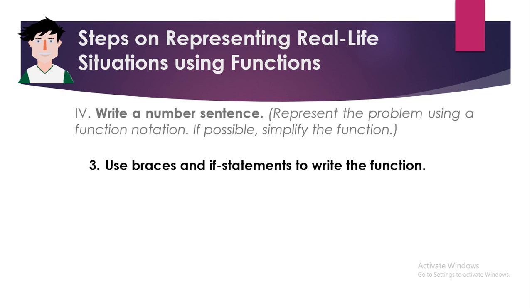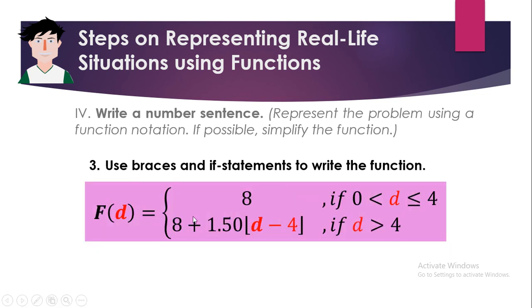So after that, we will use braces and an if statement to write the function, which is f of d is equal to 8 if d is greater than 0 but less than or equal to 4. And the second subfunction, 8 plus 150 times the floor function of d minus 4 if d is greater than 4. By the way, these two are the sub-functions and this one is the subdomain.